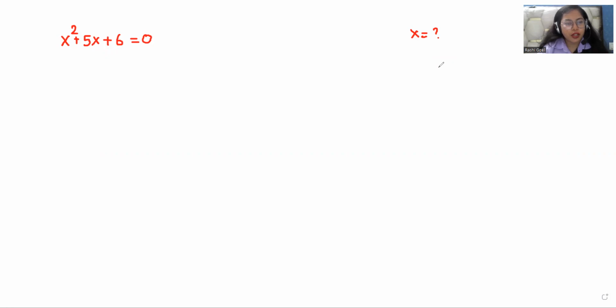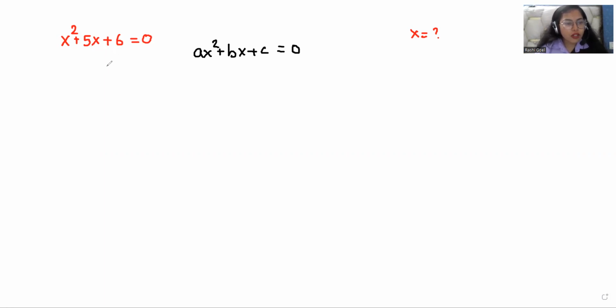My name is Rashi Goel, and in this video we are going to find the value of x when x square plus 5x plus 6 is equal to 0. As we see, the equation looks like a quadratic equation, because it is in the form of ax square plus bx plus c is equal to 0.